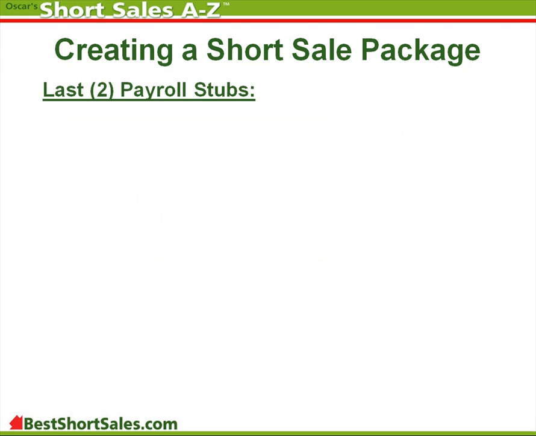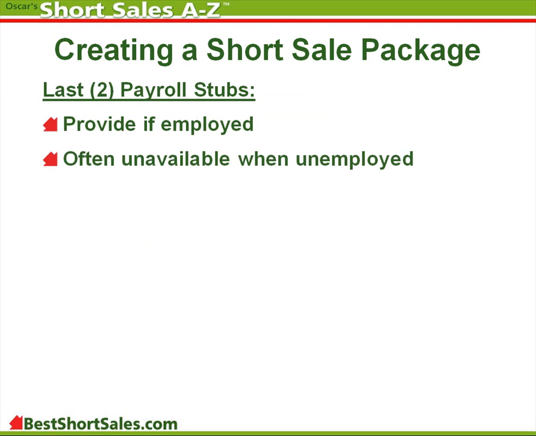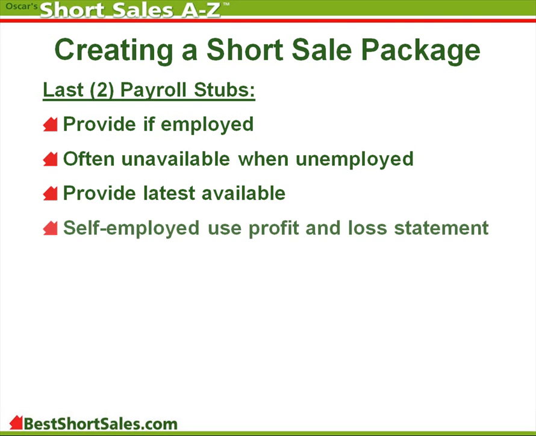Last 2 months of payroll stubs. If the homeowner is employed, he needs to provide this material. Current payroll stubs are, of course, not available from unemployed homeowners. If the homeowner is unemployed, he needs to provide the latest payroll stubs available. If the homeowner is self-employed, he needs to provide a current profit and loss statement.